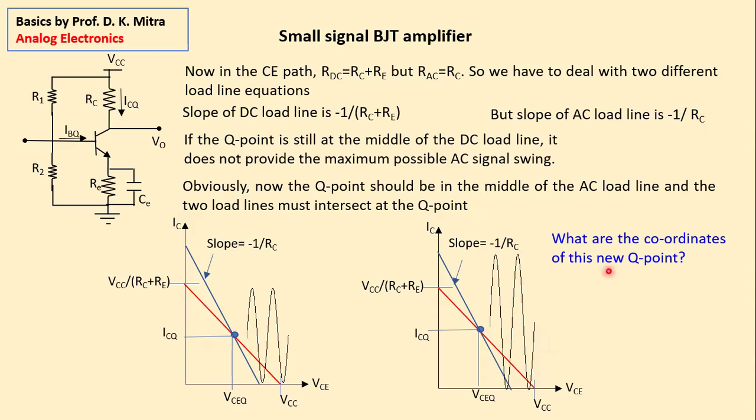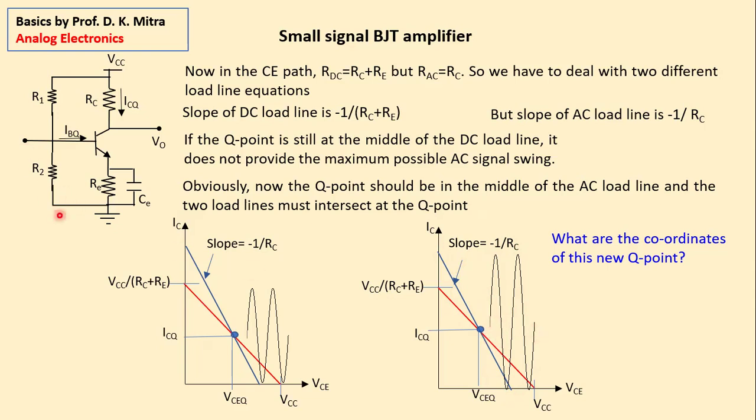Now, what are the coordinates of this new Q point? The point is such that this is the DC load line, on which another AC load line of slope minus 1 by RC, they intersect each other. And there has to be an intersection point because AC output can reduce, it can still reduce, and sometimes AC output can be zero.